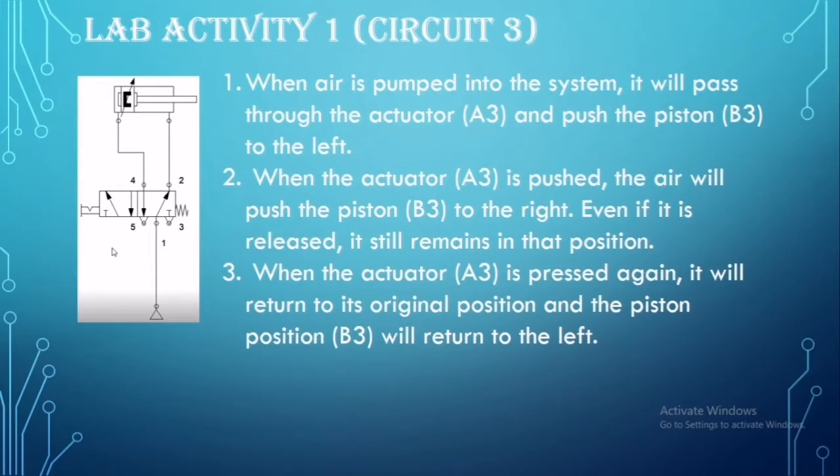And for circuit 3 for lab activity 1, when air is pumped into the system, it will pass through the actuator A3 and push the piston B3 to the left. When the actuator A3 is pushed, the air will push the piston B3 to the right. Even if it is released, it still remains at the position. When the actuator A3 is pressed again, it will return to its original position and the piston B3 will return to the left.